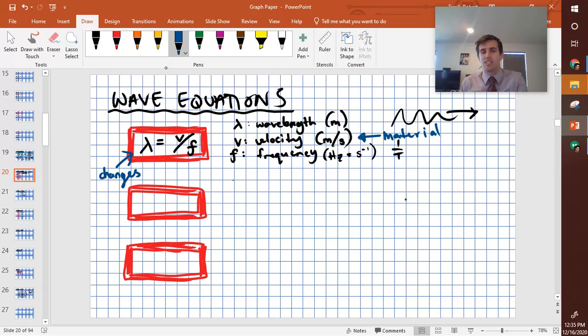The other one that is fixed is the frequency. This is determined by the source. So when I talk, my voice, my vocal cords, whatever, is determining that I'm making high sounds and low sounds. And once I've done that, it doesn't matter what material it goes through, my high sounds will stay high, my low sounds will stay low.